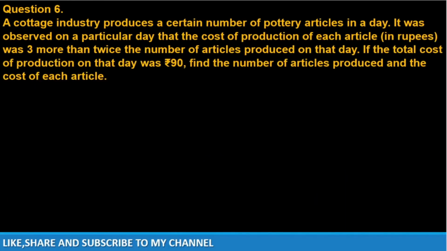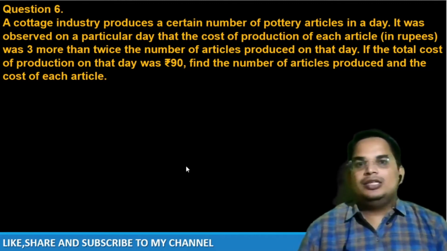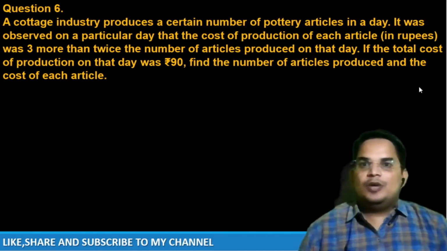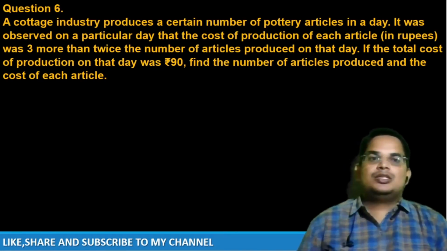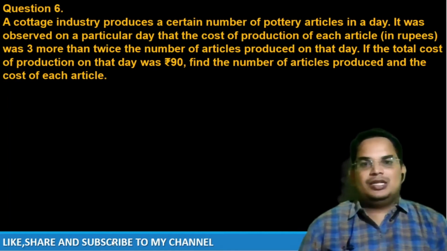What is given here children? Very good question. Look at this. A cottage industry produces a certain number of pottery articles in a day. It was observed on a particular day that the cost of production of each article in rupees was 3 more than twice the number of articles produced on that day. If the total cost of production on that day was rupees 90, find the number of articles produced and the cost of each article. So let's see children how to do this question.